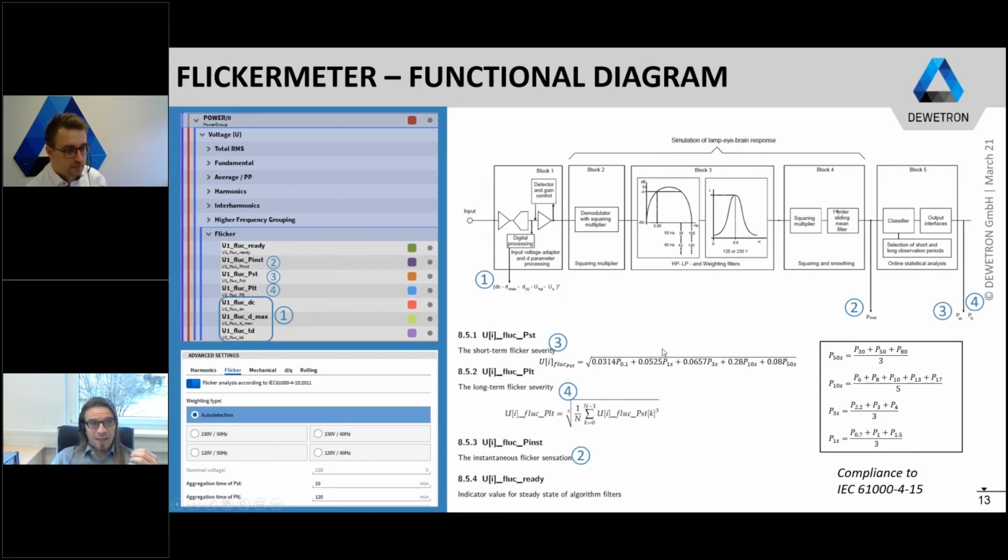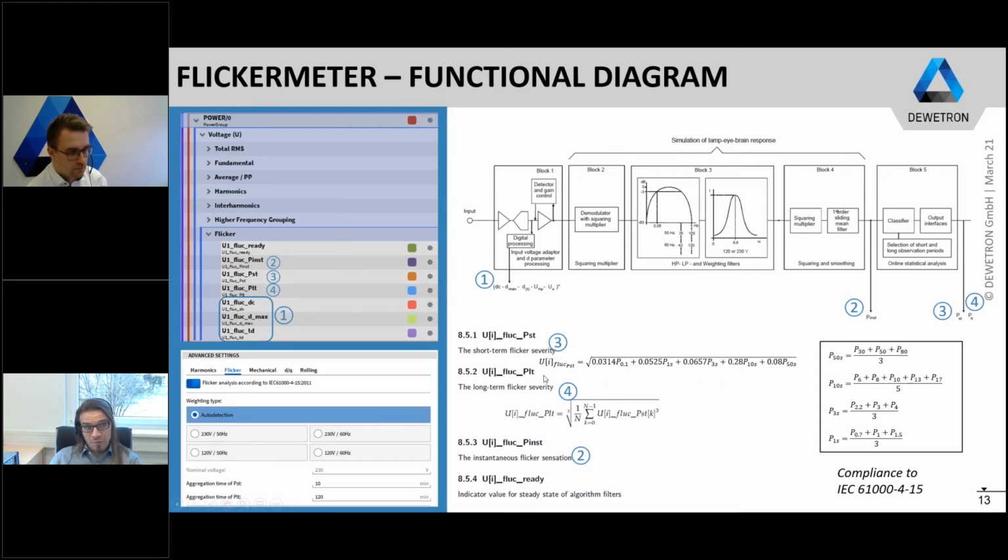And the aggregation time, so the measurement time of the short-term flicker, can be set here. Per default, according to the IEC standard, the aggregation time is 10 minutes, so the short-term flicker will be updated every 10 minutes.